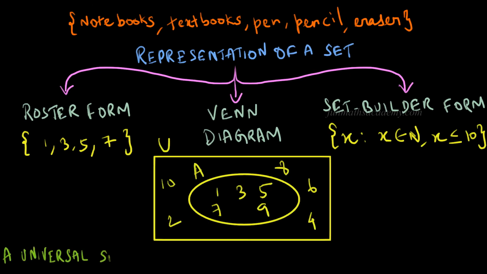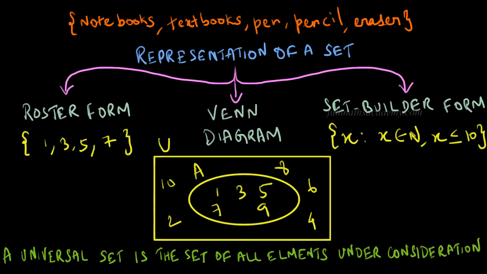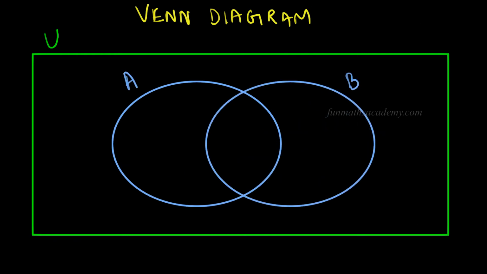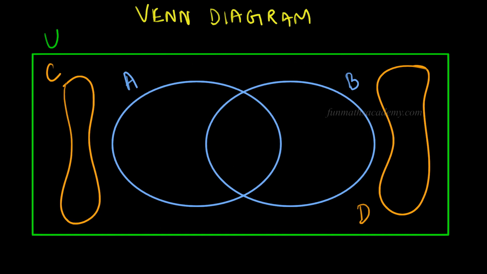Universal set will differ from problem to problem. Also, a universal set is the set of all elements under consideration. To learn about these definitions in detail, check out the links of the previous videos which is given in the description box. In a Venn diagram, universal set is represented as a rectangle. Subsets are represented using circles. These subsets need not be represented as circles, but they just need to be represented as closed curves.